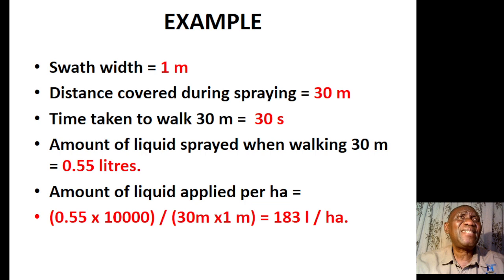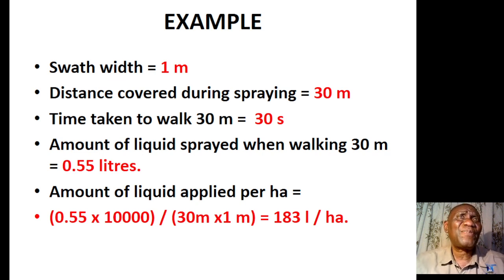Now we put in some numbers. Swath width is 1 meter. Distance traveled. Here, of course, we used the 30 meters, the one which was used, or we could have used the 60 meters. Time taken to walk 30 meters, 30 seconds. If it was 60 meters, it would be 60 seconds.